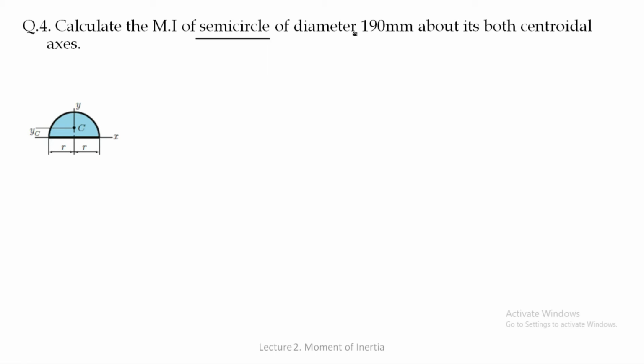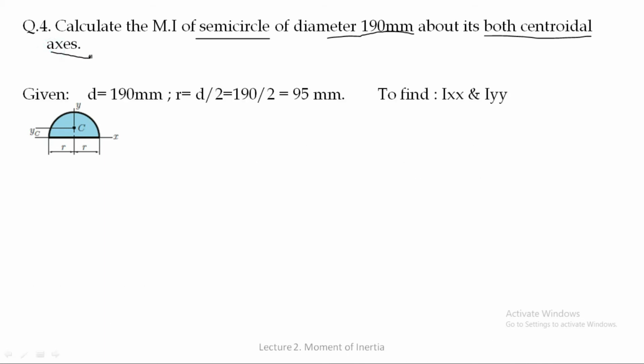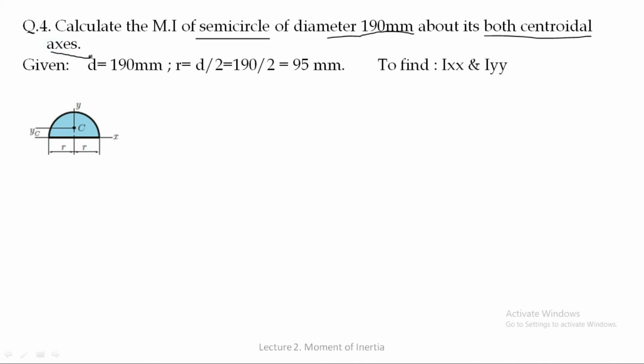Then we have the dimension. One dimension of the semicircle is given. The diameter of the semicircle is given, and that is equal to 190 mm. And what have they asked us? They have asked us to find the moment of inertia about both the centroidal axes. So in this case, we have to find Ixx and Iyy. In the given data, I have written D. D denotes the diameter of the semicircle.